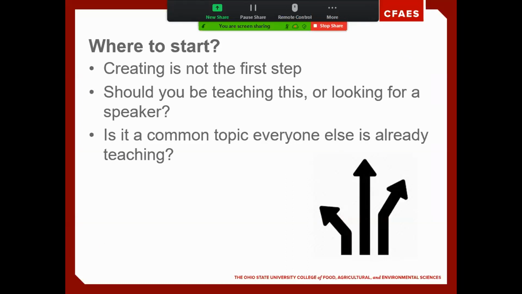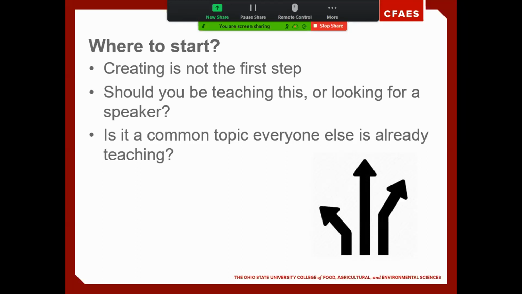It's not the first point where I should just decide, oh, today I'm going to write a curriculum. I should be thinking about, okay, what are the needs in my community? What is already out there? Is this a common topic that other people are already teaching? And if the answer is yes, then I don't really need to spend my time and effort rewriting something and just repackaging it for the sake of writing curriculum. But it is something that causes us to ponder and think about what is already out there.